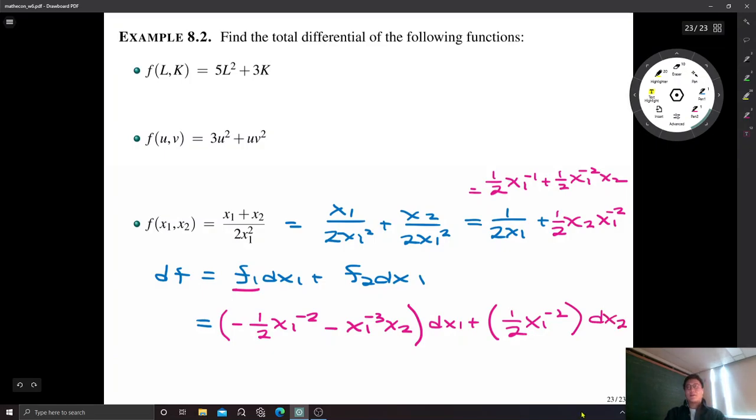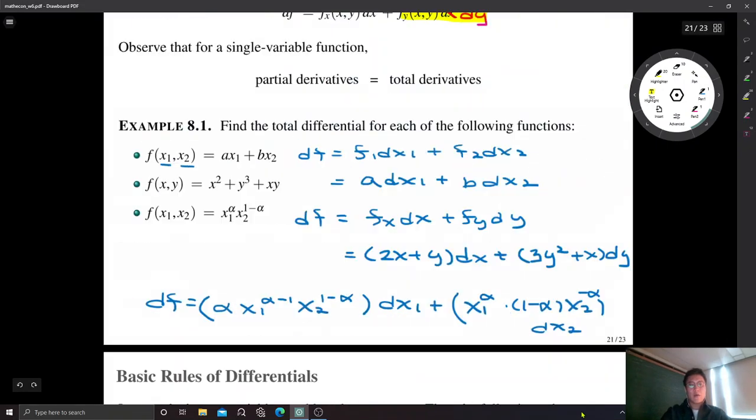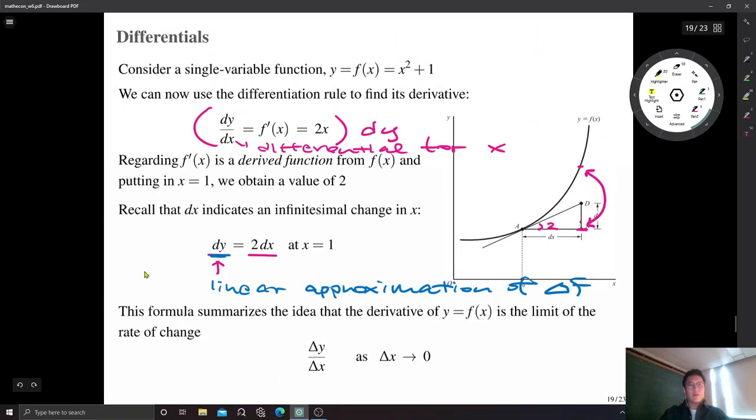All right, so this is the way to compute the total differential, and the way to understand the total differential as the sum of two partial variations. Okay, and then the key idea was, we can think of the derivative as the ratio dy over dx, and from that we can see a linear relationship between dx and dy. So the derivative specifies a linear relationship between these two differentials. So it can be thought of as a linear approximation of the actual variation of a function.